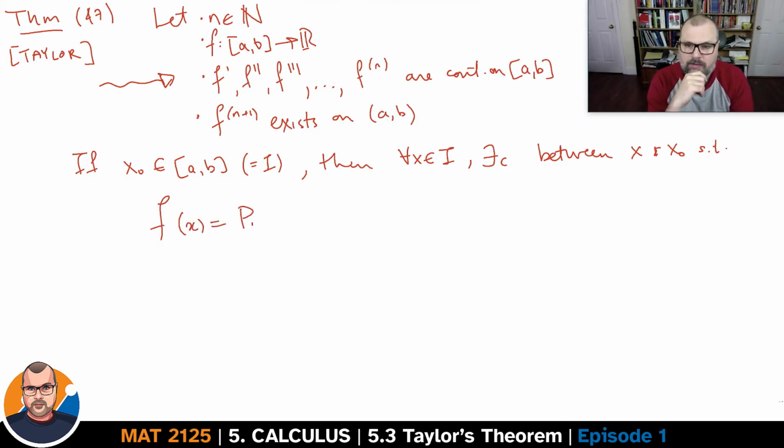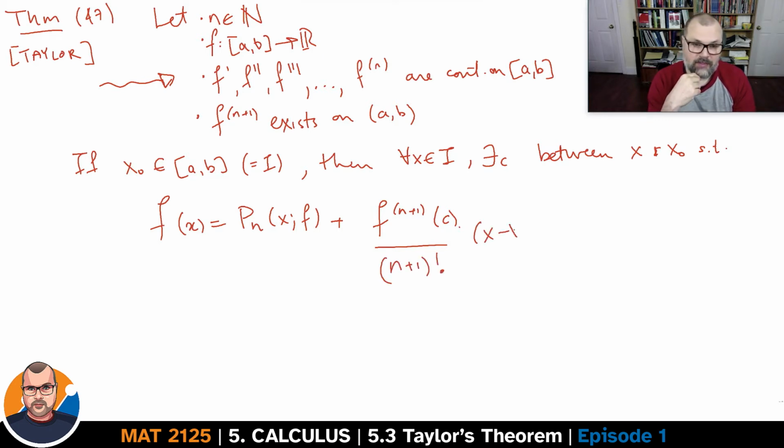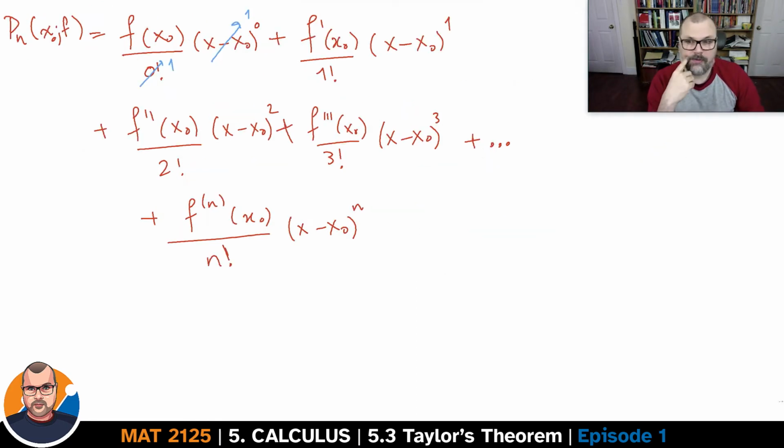f at x is equal to P_n at x, the nth Taylor polynomial of the function f, plus a remainder term. It's the (n+1)th derivative evaluated at the point c, divided by (n+1) factorial times x minus x0 to the n+1. This one has a slightly different form. In the formula for the Taylor polynomial, we evaluated the derivatives at x0, the point of interest here. And one of the things I just realized, I wrote P_n at x0, but this isn't P_n at x0.